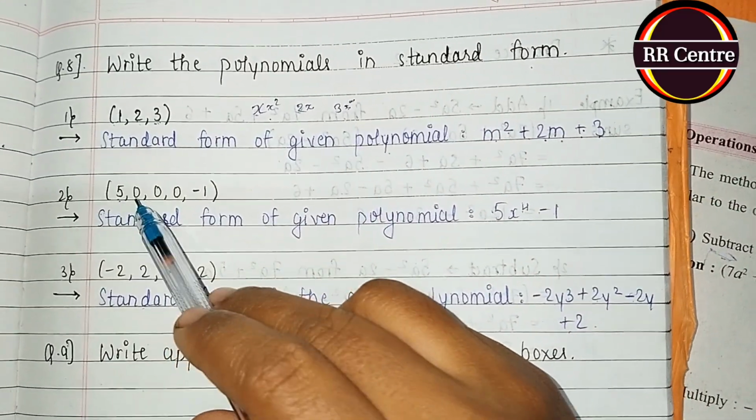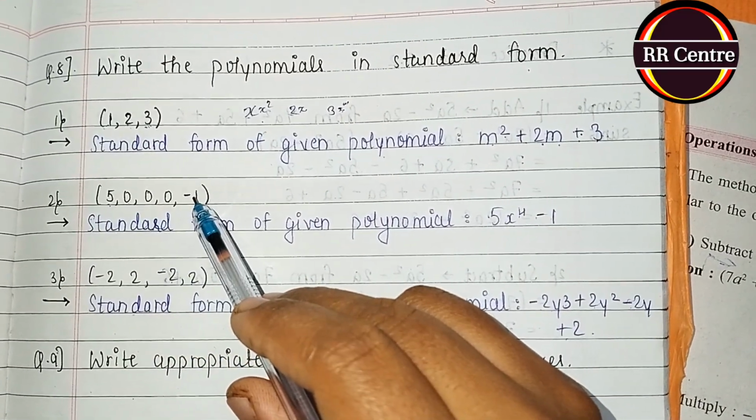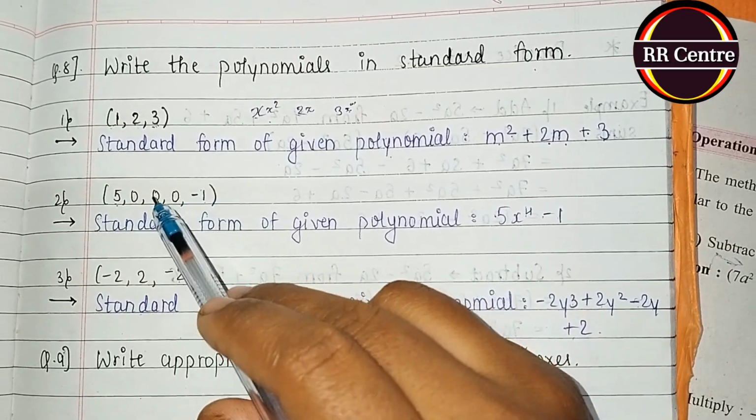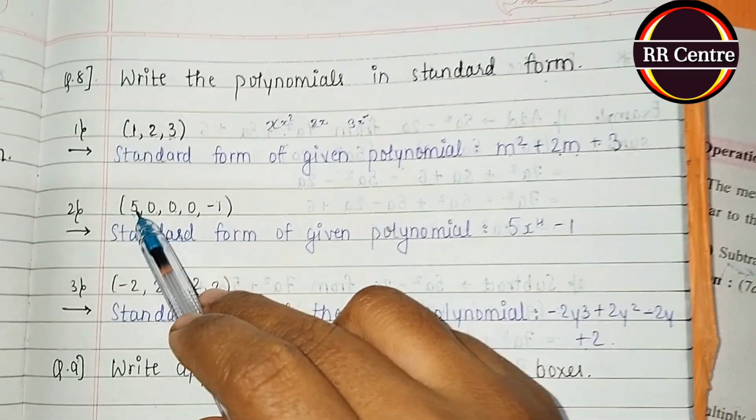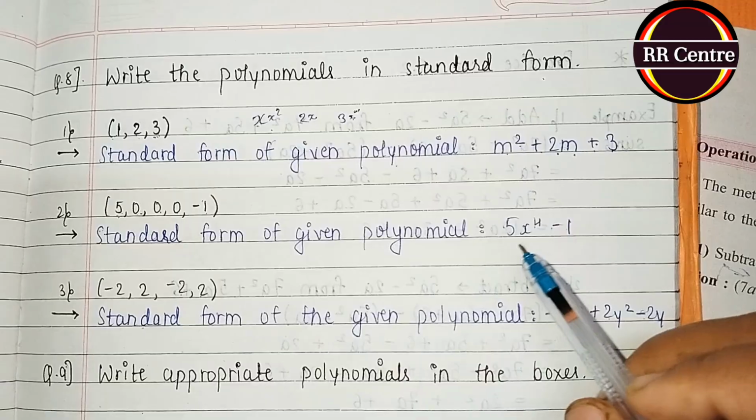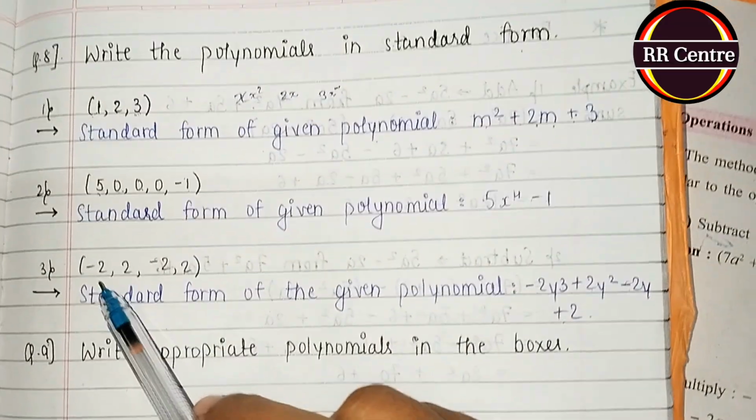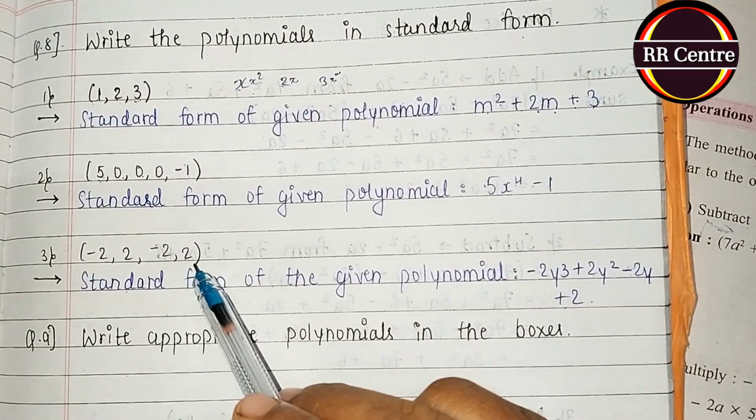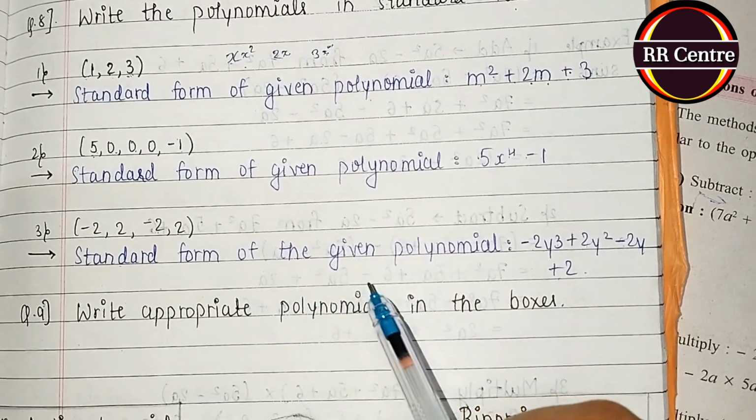Second one 5, 0, 0, 0 and minus 1. So start from x raised to 0, x raised to 1, x raised to 2, x raised to 3, x raised to 4. So first one क्या आएंगे? 5x raised to 4 then minus 1. Now minus 2, 2, minus 2 then 2. Standard form of the given polynomial.